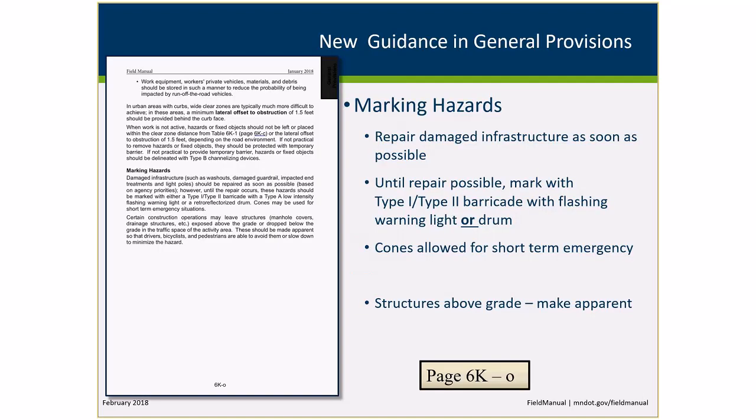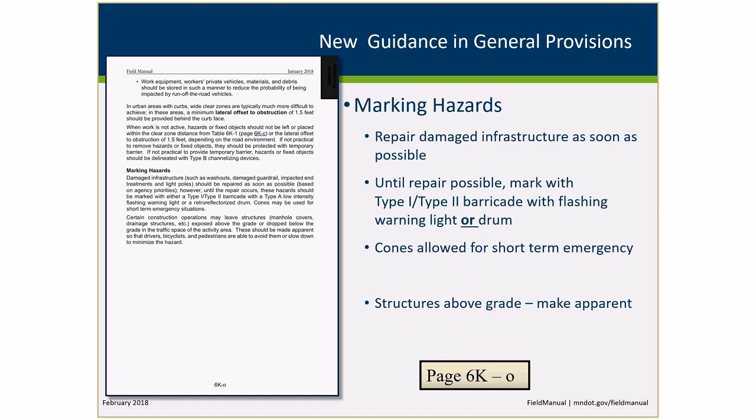Another section that was added in the general provisions area is talking about marking hazards. This was in a portion of Part 6 that was kind of buried in an obscure location that not many people knew where it was, and we wanted to bring it to the forefront because it's an issue out there. The guidance essentially states that when infrastructure gets damaged, so if a guardrail gets hit, that needs to be repaired as soon as possible. And MnDOT does that.